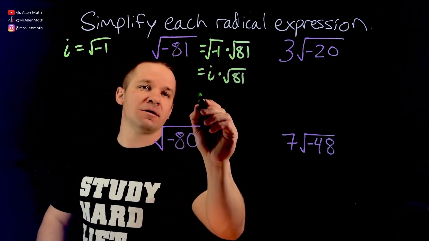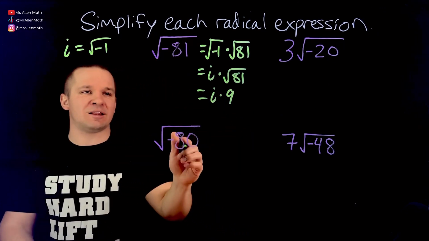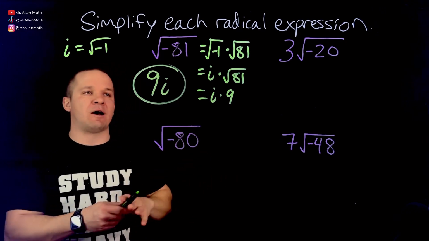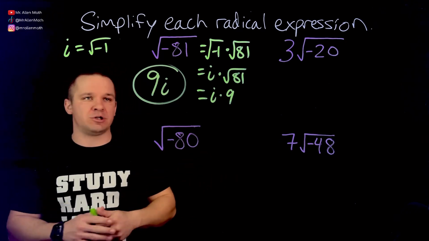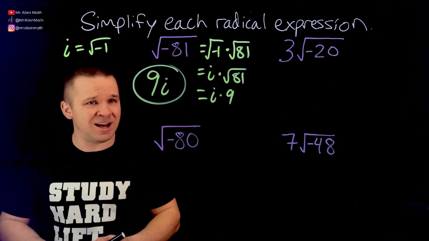It's 9. So now I'm going to have i times 9, but really we're going to write that thing as 9i. That's how we're going to write it. Okay, the i is going to come after that number, that coefficient, if you will. Cool? So there's the first one. Already done, baby. Already done.